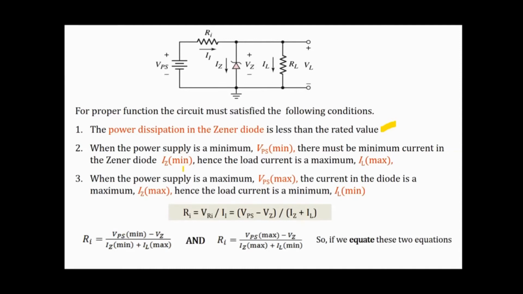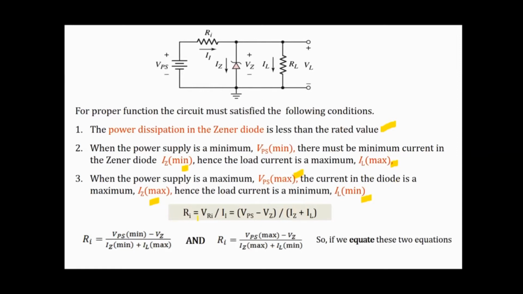Now that your IZ is minimum, it means that your load will have a maximum current. So when your IZ is min, your IL will be max. Now if your power supply is maximum, the current in the diode will be IZ max, and vice versa, your load current will be minimum. So that's how it works when you have a range of power supply.